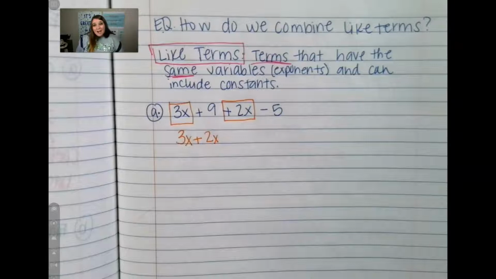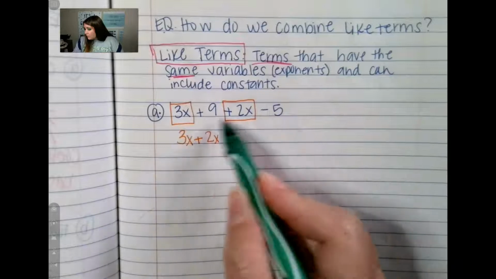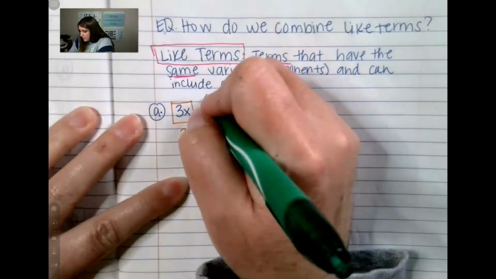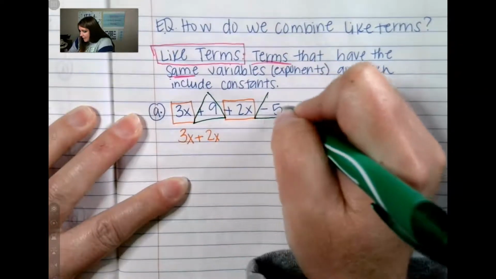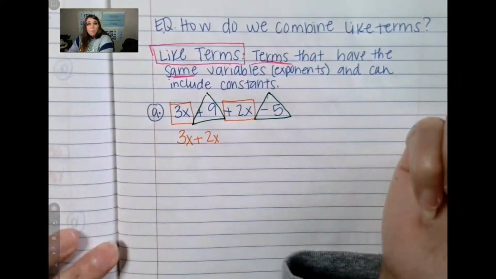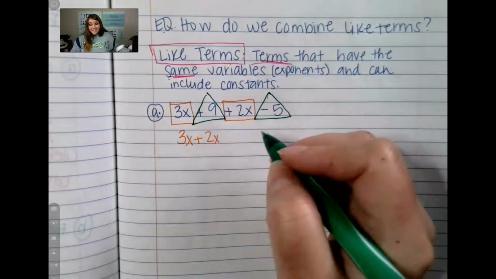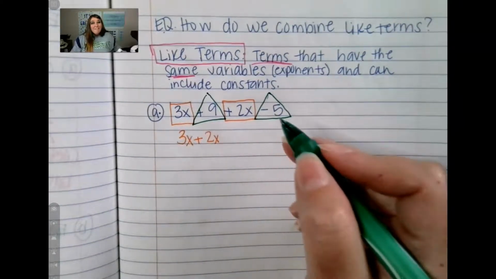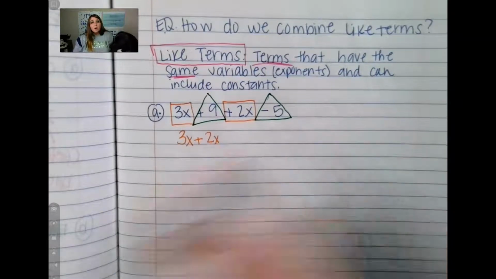All right, now I'm going to look at the next things. I have these constants right here. I have a positive 9 and a negative 5. Both of these constants are the same. They don't have any variables, but they are the same because they're both a constant.